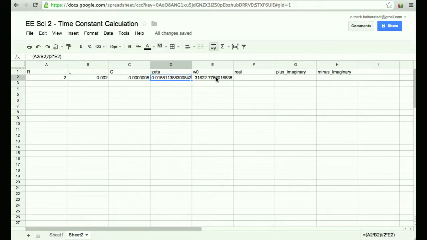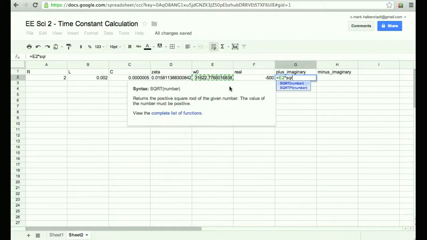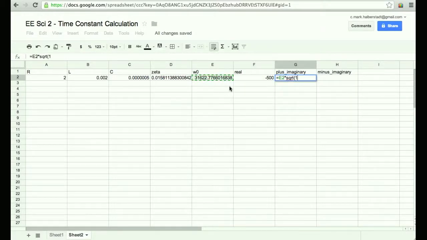So I'm basically just repeating what we already have on the other spreadsheet. I'm just condensing it a little bit so I can make a neat plot. So therefore, my real part is going to be equal to minus zeta omega naught. My positive root, imaginary root is going to be omega naught times the square root of 1 minus zeta squared. And this will just be the minus of that.